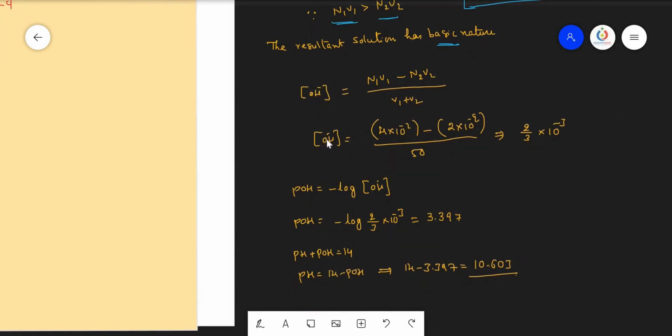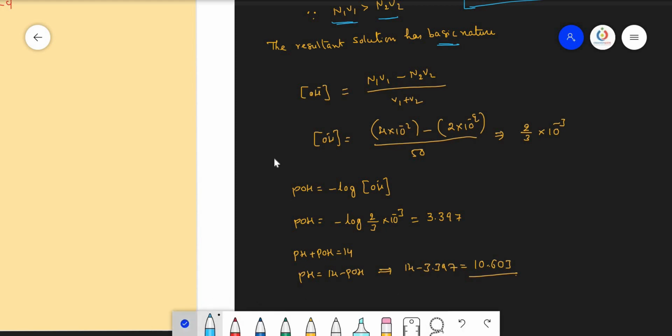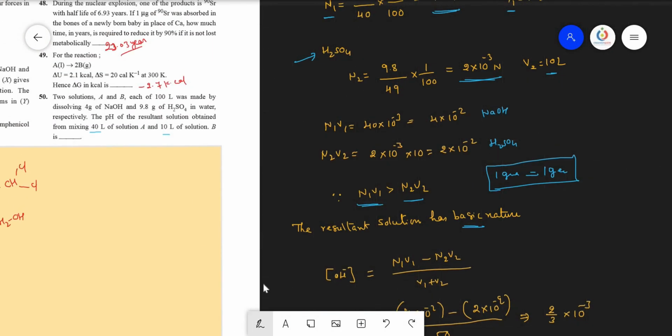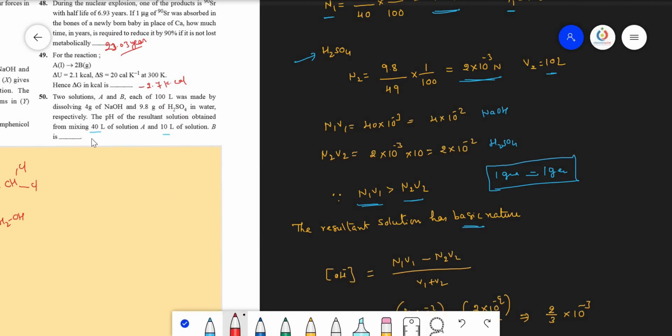Then substitute the concentration of OH minus in this formula. pOH equals minus log of the concentration of OH minus. By substituting, we get 3.397 as the pOH. We know that pH plus pOH equals 14, so pH equals 14 minus pOH. Substituting the pOH value, that is 14 minus 3.397, we get 10.603. So this is the answer for this question, that is 10.603.